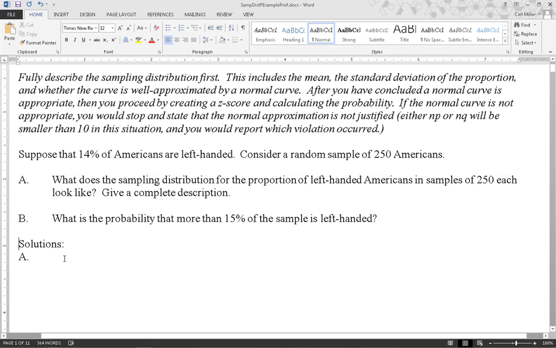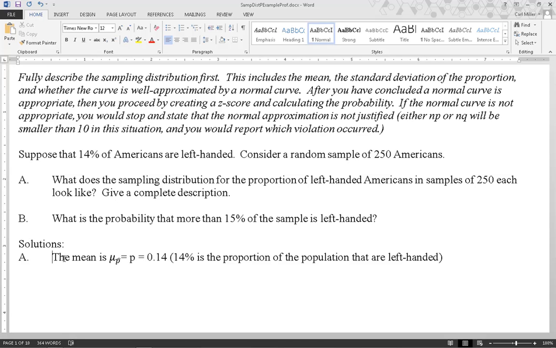So let's look at the solutions. The mean is mu sub p hat, which equals p, which is the 0.14, because 14% is the proportion of the population, all Americans, who are left-handed.